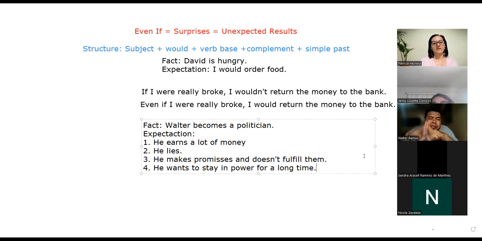All right. So I want you guys to do this in your notebook. You're going to give me four sentences in second conditional using even if. You know how to use even if, right? So you have to give me one about this, another one about this, this, and this, okay? So let's go.